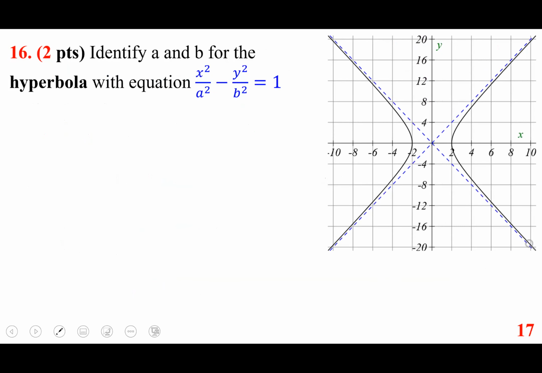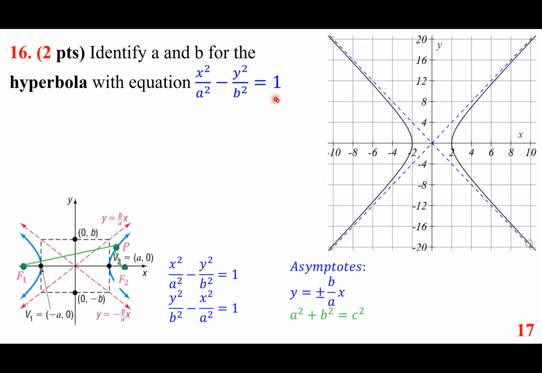Identify A and B for the hyperbola with the equation x squared over a squared minus y squared over b squared equals 1. So I'm reminding everybody of the shape of a hyperbola. Equation x squared over a squared minus y squared over b squared equals 1, or y squared over b squared minus x squared over a squared equals 1. It opens up and down. And the asymptotes are in the form of plus minus b over a times x.